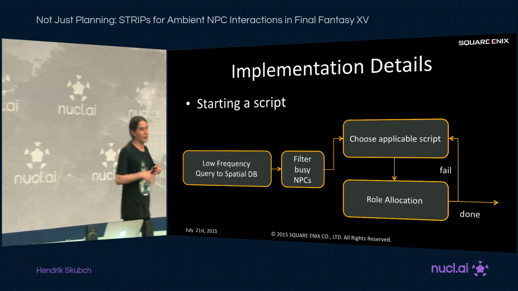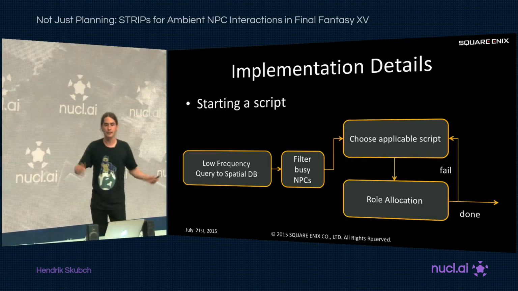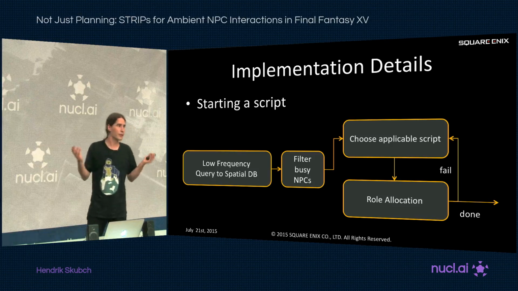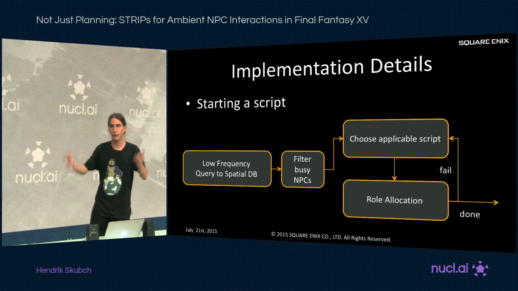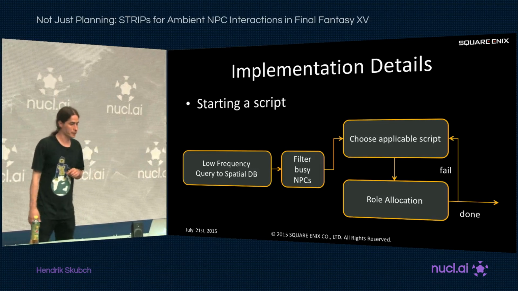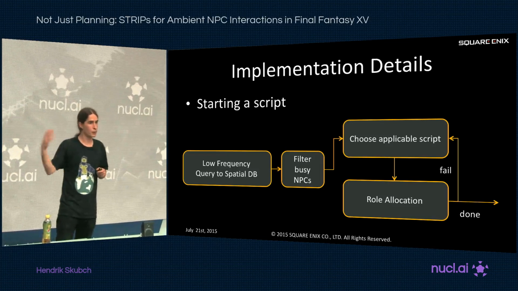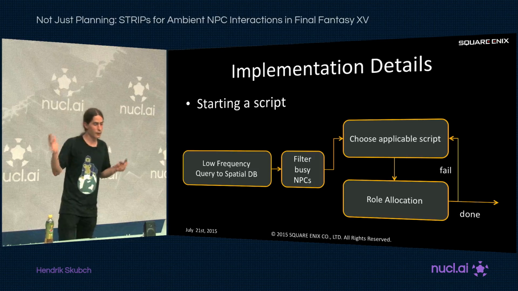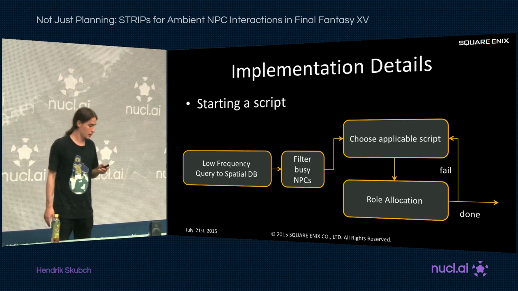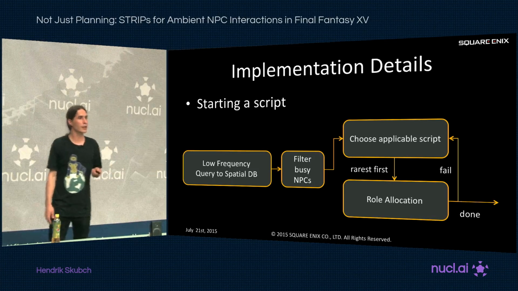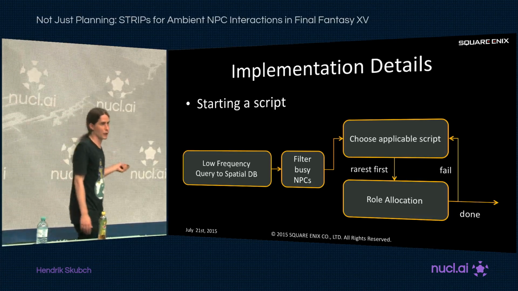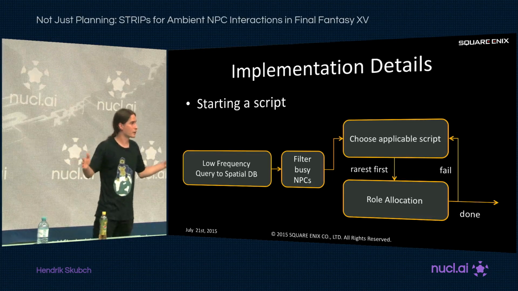Starting a script is basically the emitter of a SmartLocation, which will query with a very low frequency your favorite spatial database, so every few seconds. Filter out any NPCs that are otherwise busy. Choose an applicable script, do role allocation, and if that happens to fail, we try to find a different script that matches the current composition until we're done. And here you can do a little trick and keep track of your least recently used script and try to improve the variety of the scripts that are actually being played.